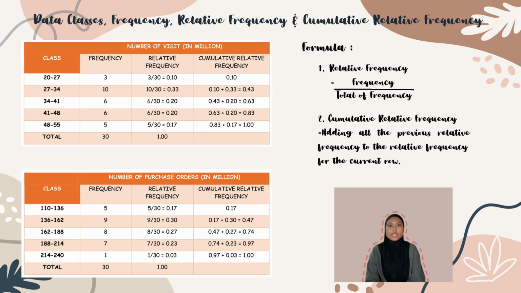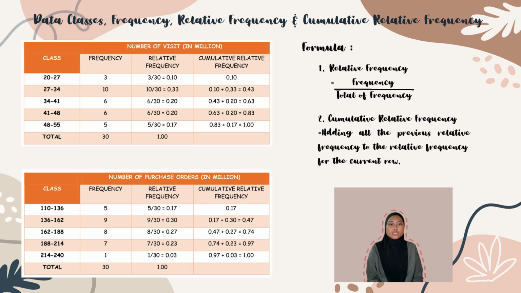To find the relative frequency, we have to divide the frequency by the total frequency. For example, the first relative frequency for number of visit is 3 divided by 30 equals 0.1. Then we use the same formula to find the relative frequency for other classes, including classes for number of purchase. Next, we have to find the cumulative relative frequency for both metrics.